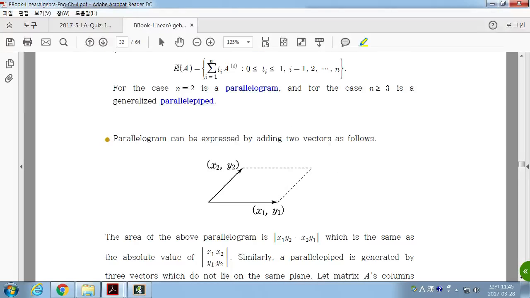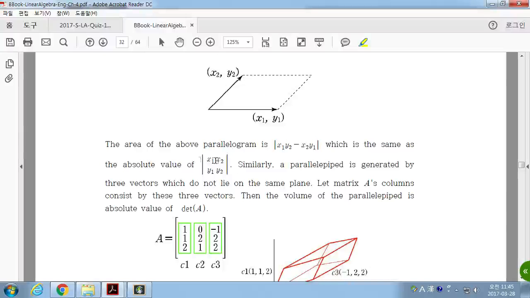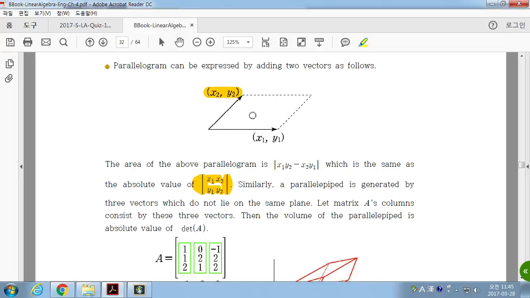If you are looking for an area that these two vectors make, the parallelogram, the area of the parallelogram is the determinant of this. If you have 2 points, then form a matrix whose column vectors are these, then the determinant of this is the area of this.